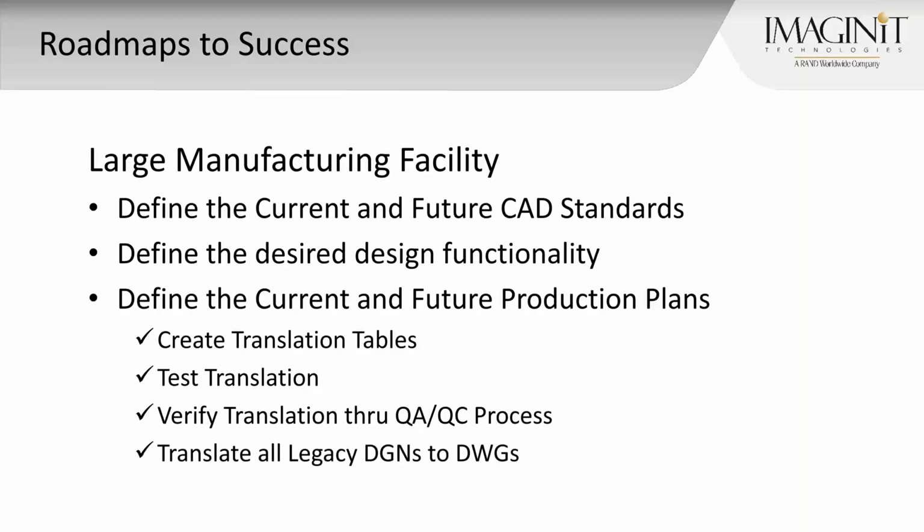And so once we get through the QA/QC process and we're very comfortable with that, and our QA/QC process may be looking at hundreds of files and then using checklists so that we have documented proof on the translation, then we will translate all the legacy data from DGN to DWG, and then that will either be maintained in a project folder structure.